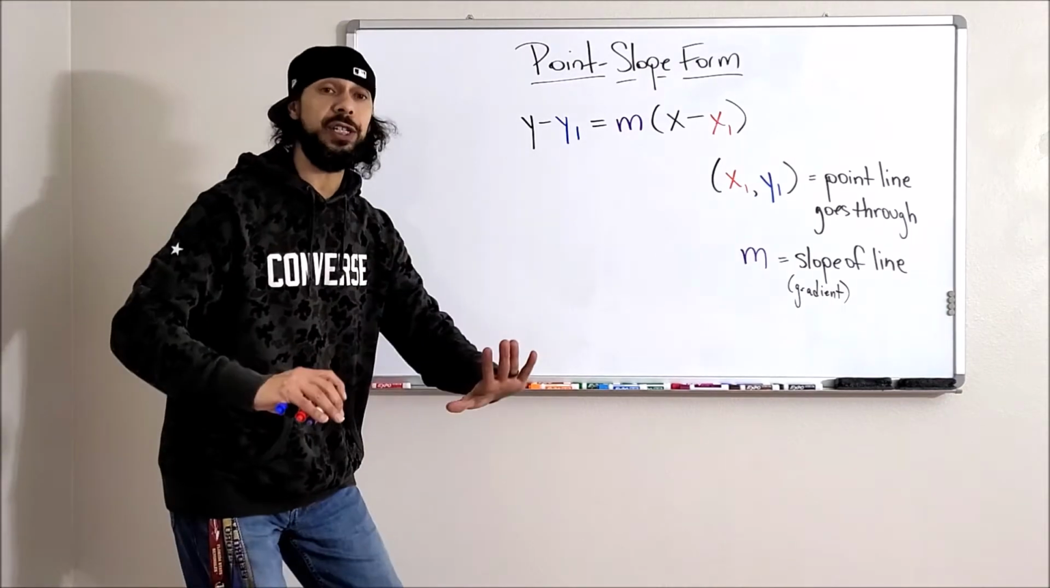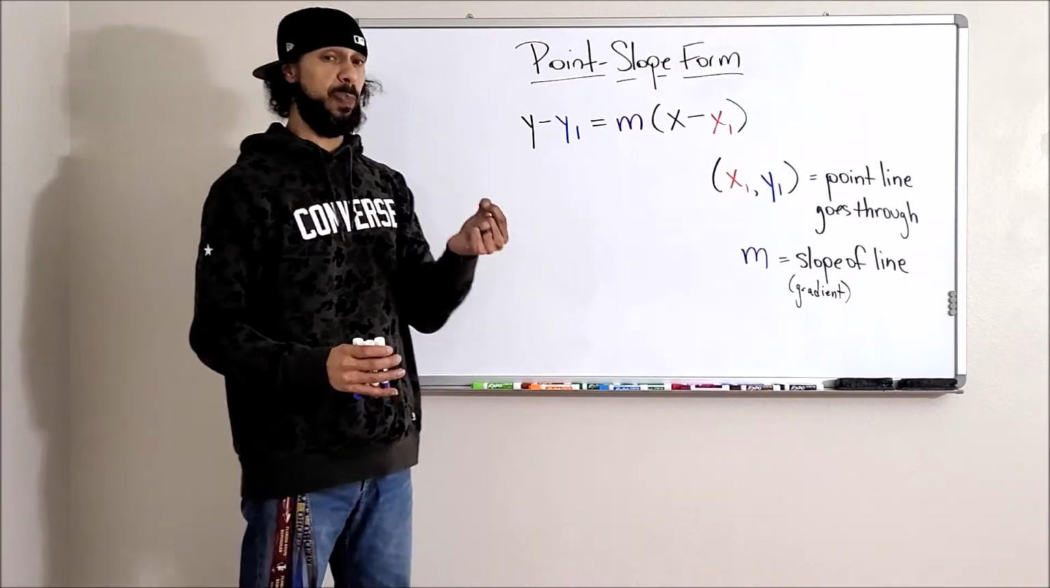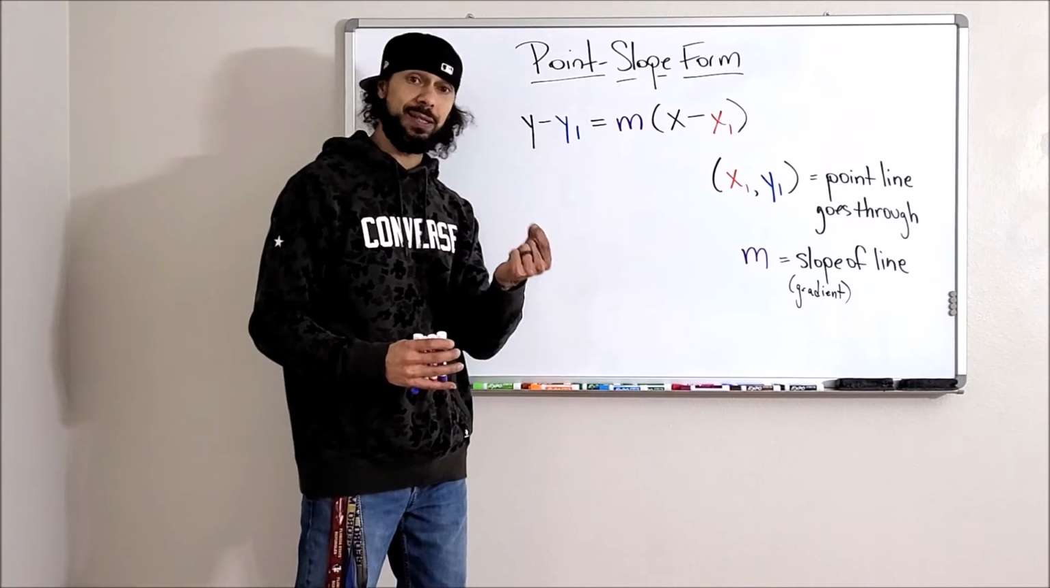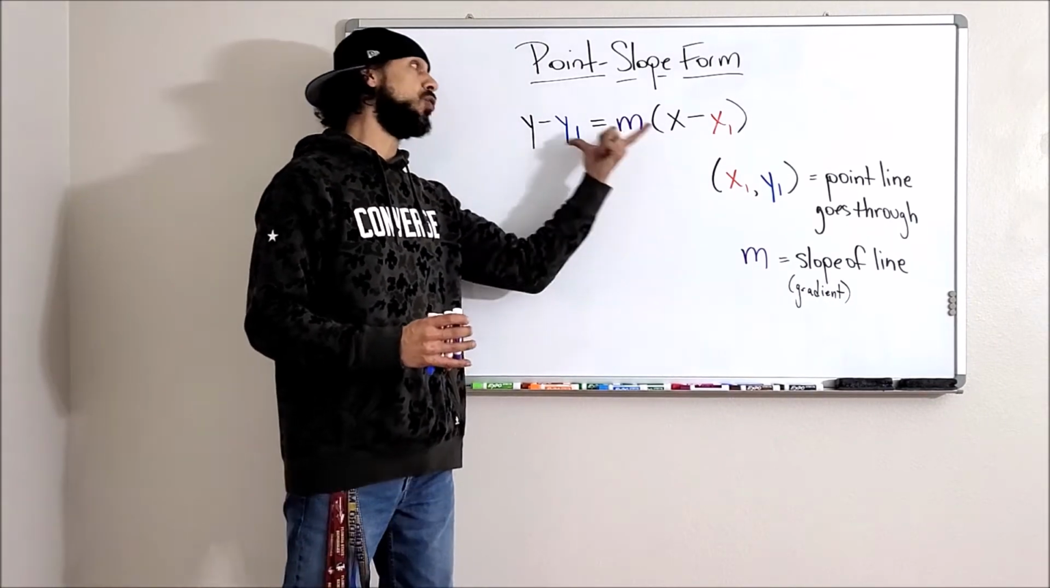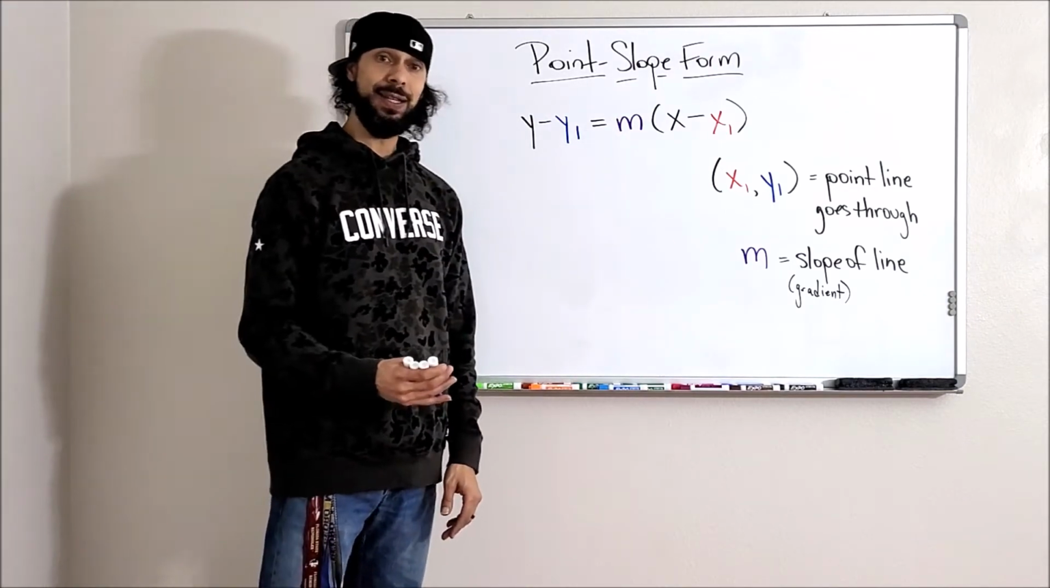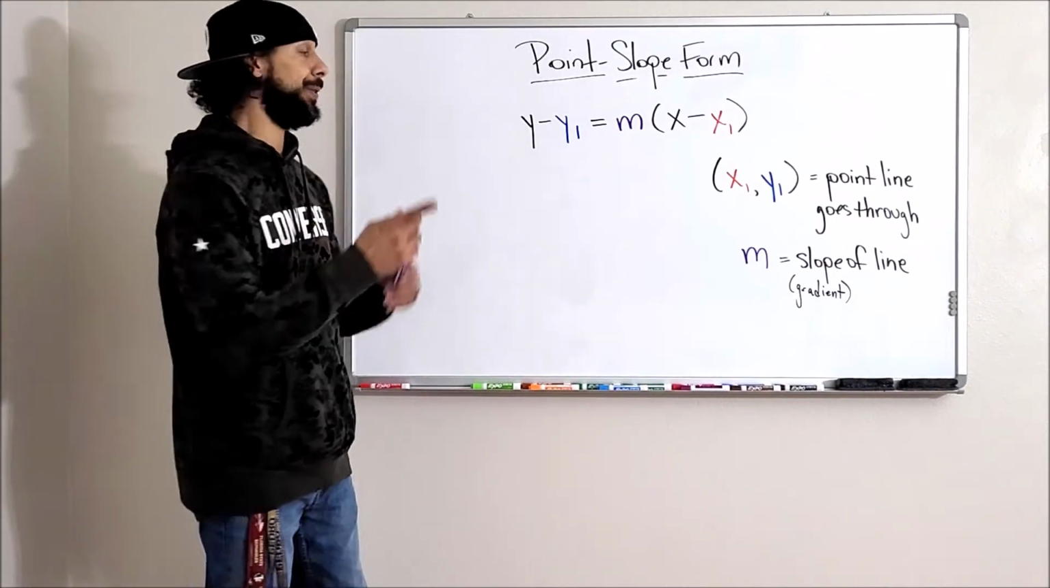Now, whatever the line is that you're trying to name, there's got to be one point that line is going through. That line also has a slope. That information goes right in here in these places. It's just that easy. Let me show you what it looks like.